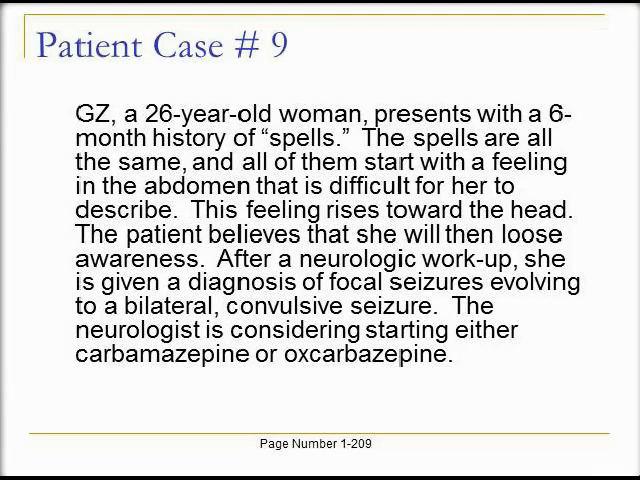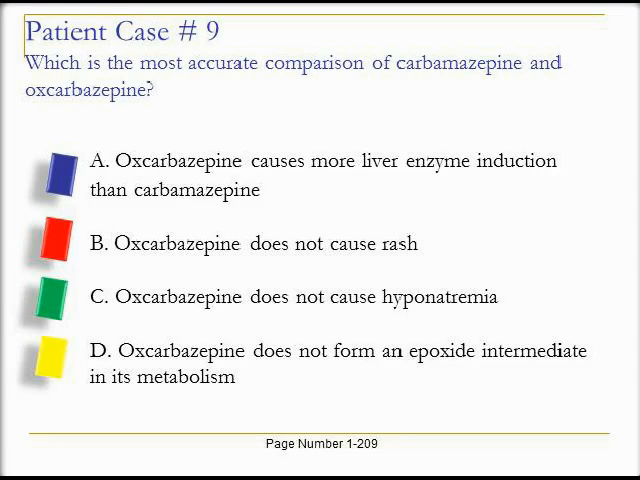Patient case 9. GZ is a 26-year-old woman, presents with a 6-month history of spells. The spells are all the same. They all start with the feeling in the abdomen. It's difficult for her to describe what it feels like, but then it rises toward her head, and then she loses awareness. After a neurologic workup, she's given a diagnosis of focal seizures evolving to a bilateral convulsive seizure. The neurologist is considering either carbamazepine or oxcarbazepine. So, if you're comparing these two, which one is most accurate?